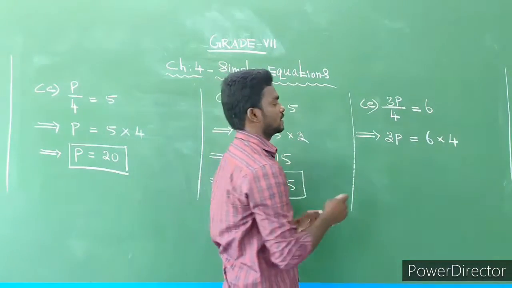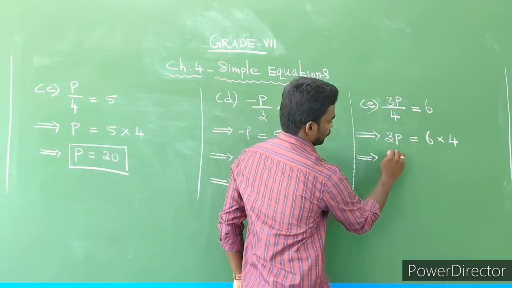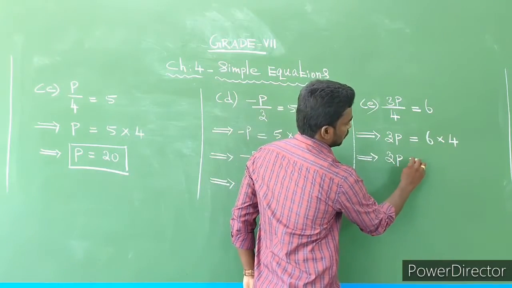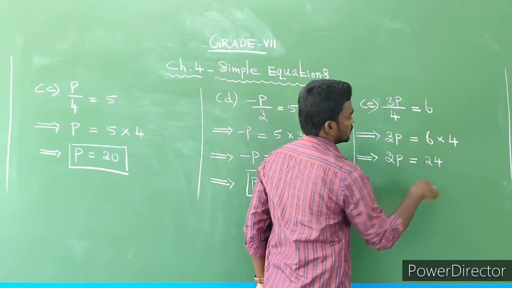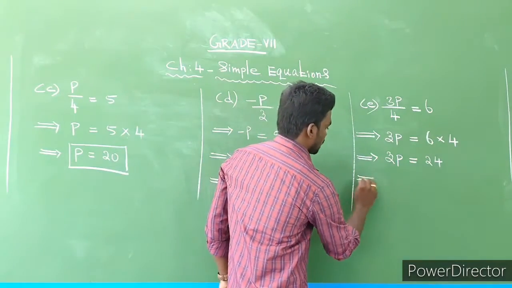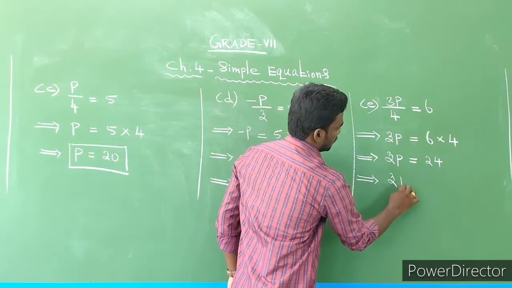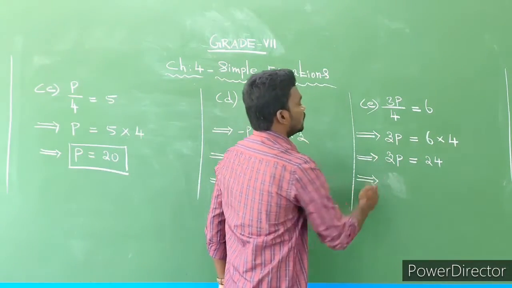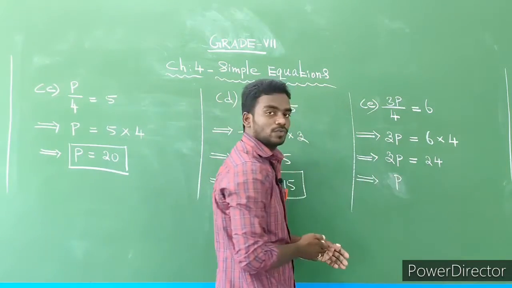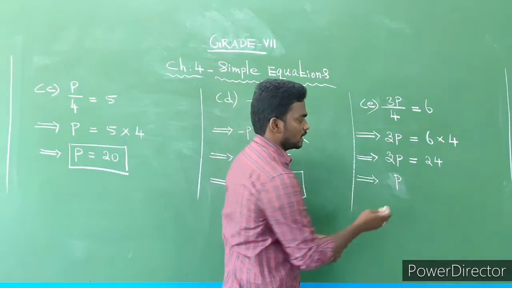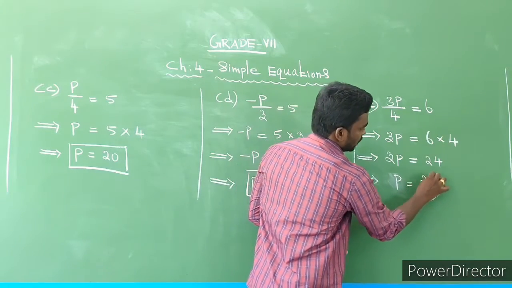So 3p is equal to 6 fours, which are 24. We keep the value p on the left side. 3p is equal to 24, so we keep the value p on the left side, which is equal to 24.